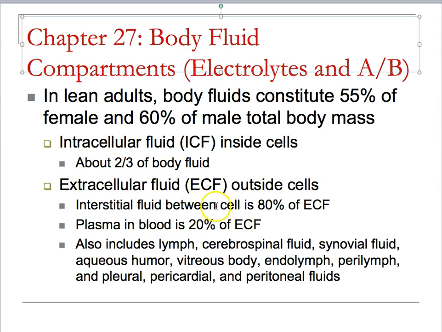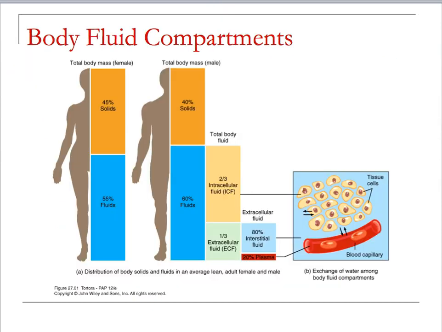Extracellular fluid, which is where we spend most of our time thinking today, is the interstitial fluid between cells, as well as the plasma in blood, lymph, cerebrospinal fluid, and synovial fluid. But you get the idea. How does it actually distribute itself? You can see here in a cartoon of a female and a male, 45% of the materials are solids in females versus 40% for males, and fluids make up that 55%.